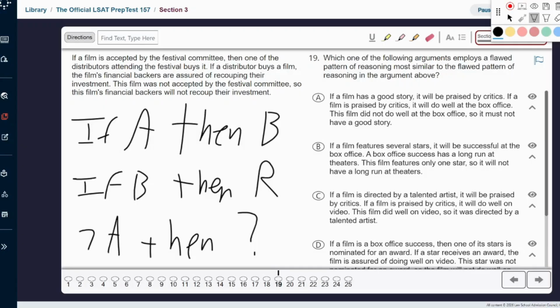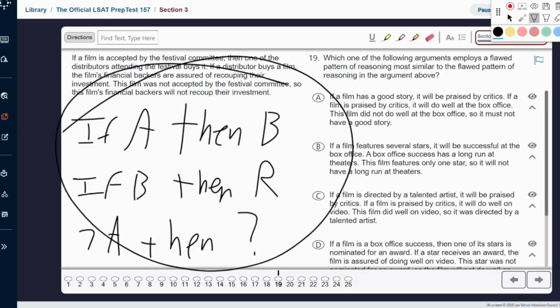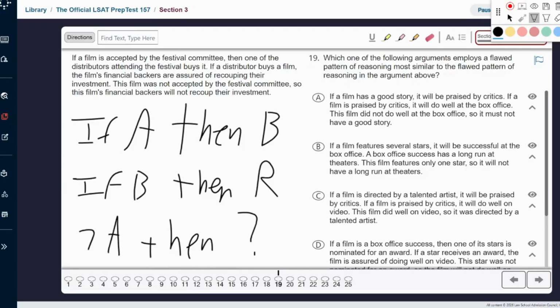So now we're asked to find which flawed pattern of reasoning is most similar. If you want to go through the answer choices one more time, feel free to pause the video right now. All right, let's go through it. If a film has a good story, it will be praised by critics. Okay, that matches our first statement pretty well. I'd recommend you not write this stuff down, but try to keep a mental image of the conditionals and how they look in your head to be able to match them on these flawed pattern of reasoning questions. But right now, off to a good start with A.